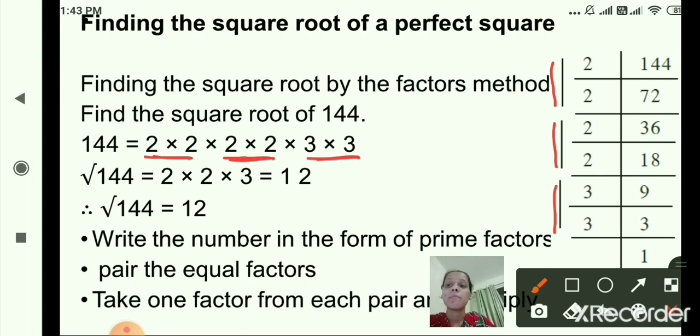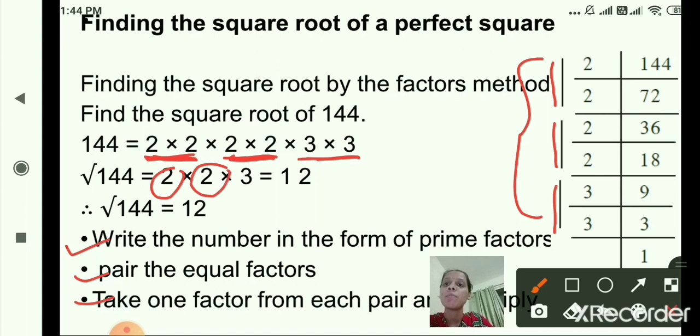Now third step is what? This is first step. What have we done? Write the numbers in the form of prime factors. We have written all these numbers in the form of prime factors. Pair the equal factors. Now we will pair the equal factors. Then take one factor from each pair and multiply. In the last step, we will take one number from each pair. Okay, we will take only one factor from each pair. Now from this pair we will take 2, right? From this pair we will take 2, and from this pair we will take 3.